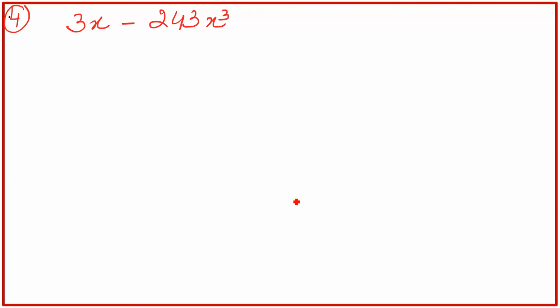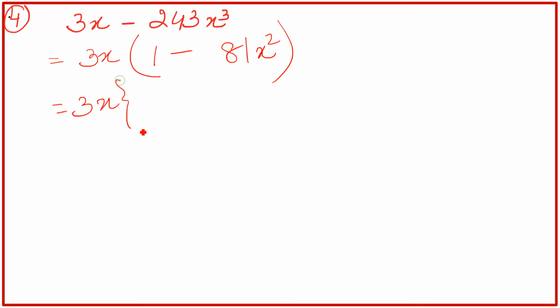Okay, one more question, that is 3x minus 243x cubed. What is the first step in factorization? Can we take anything common? Yes, we can take 3x. So here is 1 minus 81x square. Now, the first term is 1. We can take the square of this. Second is 81, which is the square of 9, right?